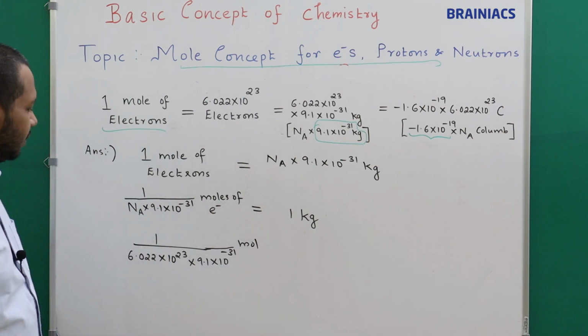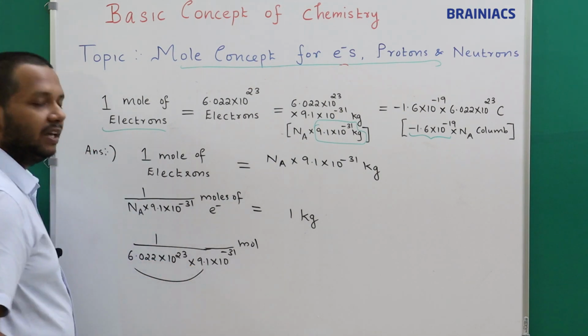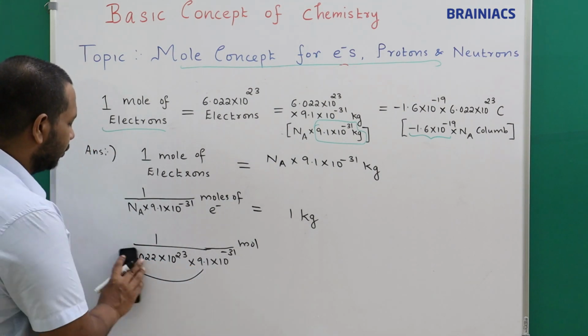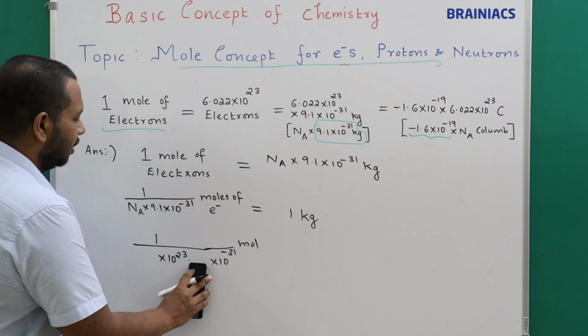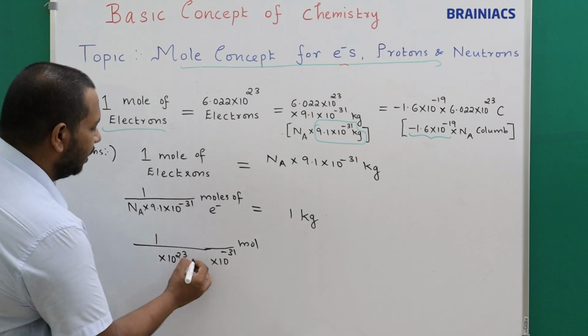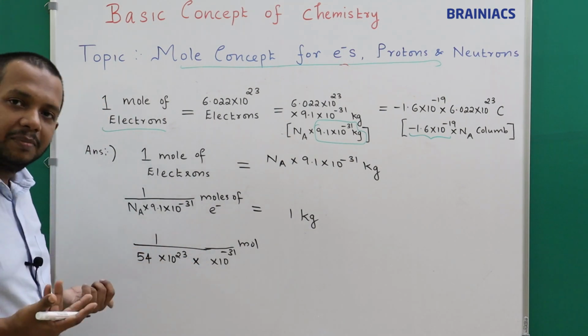Sometimes what they will do is they will add these two. What is this one? 9 into 6 is approximately 54, correct. So they will remove this and simply put 54 here. Again, the same answer only.